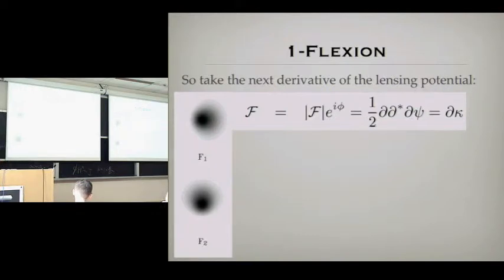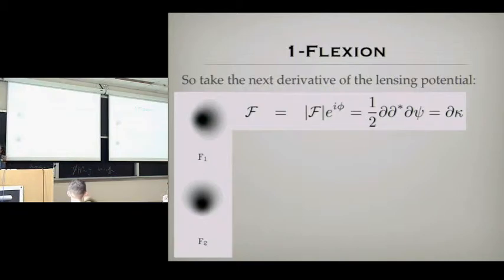So a few things to notice about this one flexion. First of all, it's a vector. You have to rotate this by 360 degrees to get back to where you started. Bananas are vectors. I'll leave you to think about that. The other thing about this one flexion is that it's local. If we measure the flexion of an object, that is the gradient of kappa at that object, whereas shear is not related locally to the density.